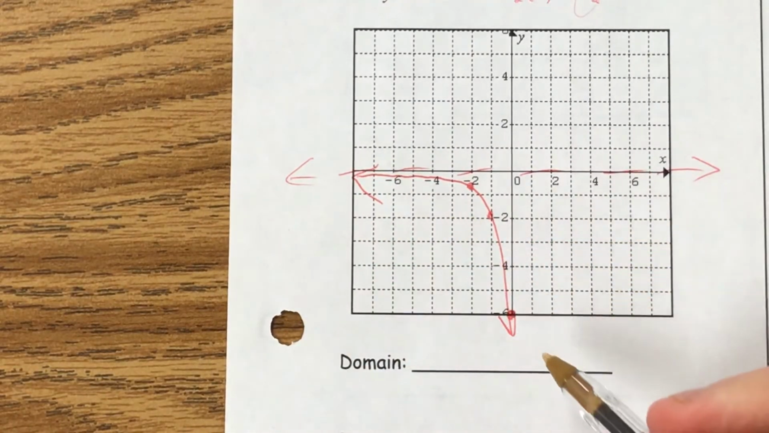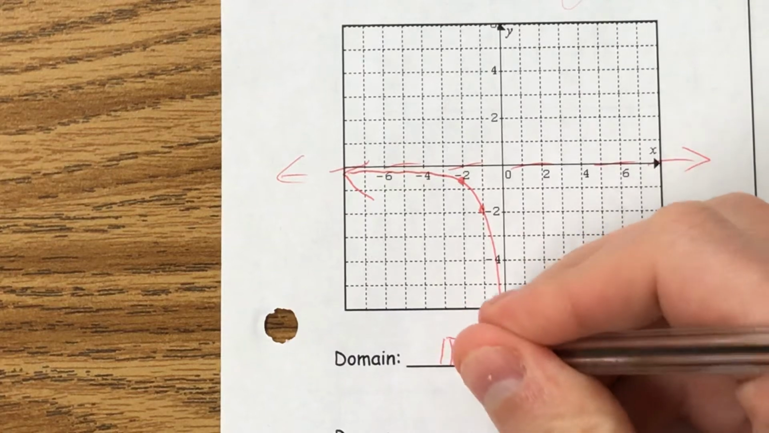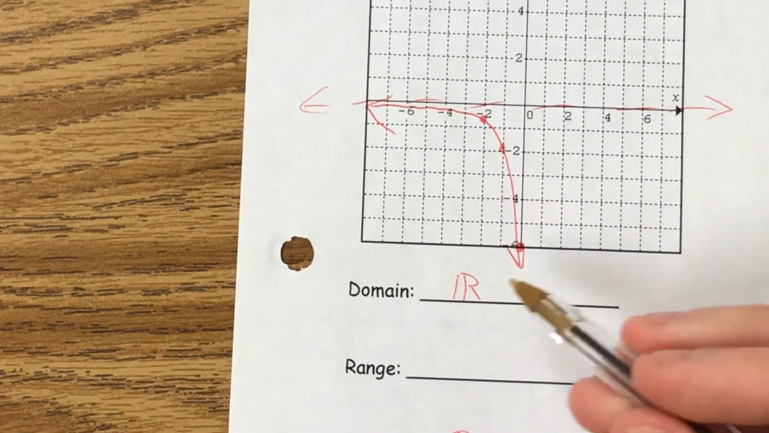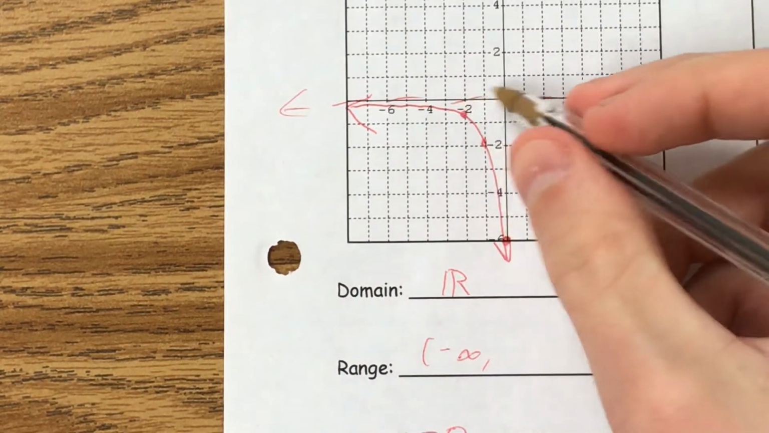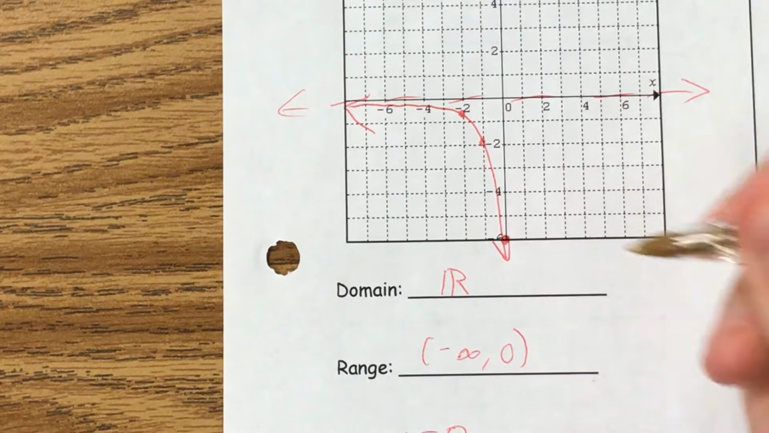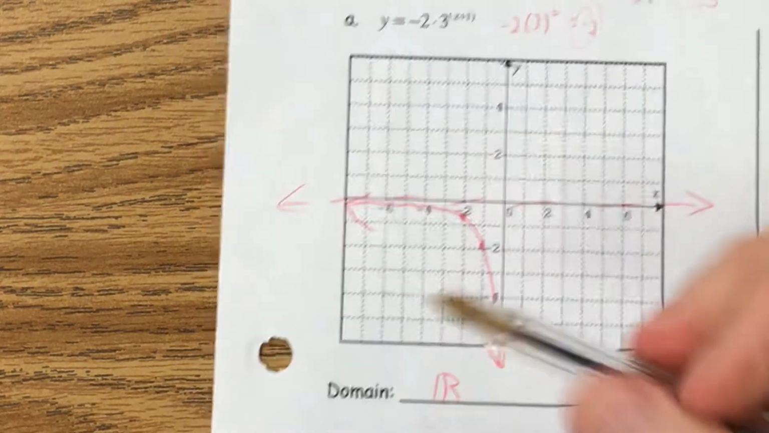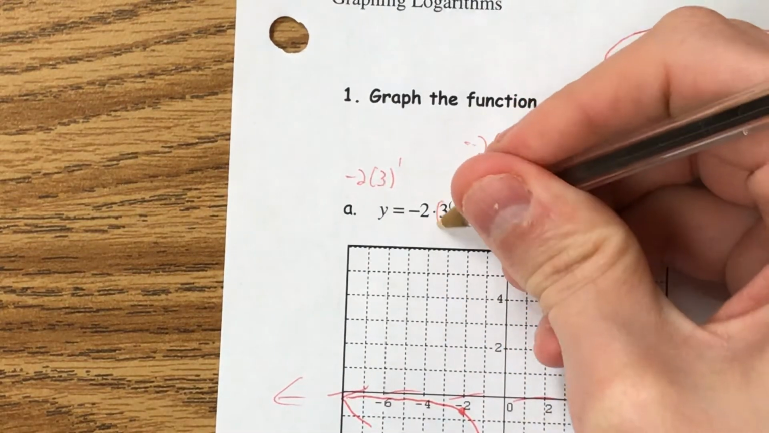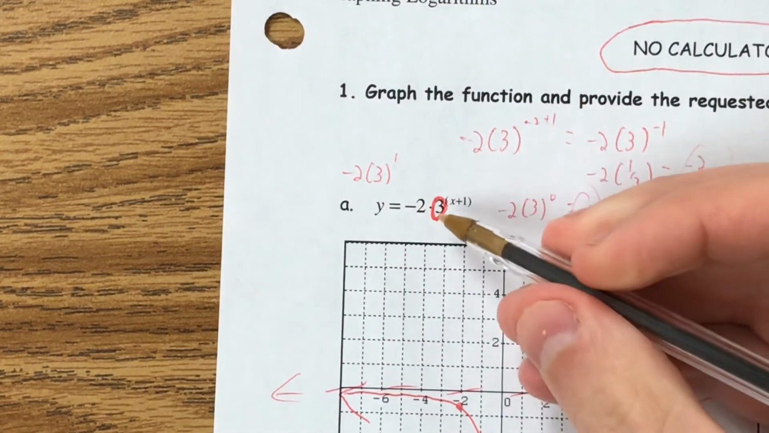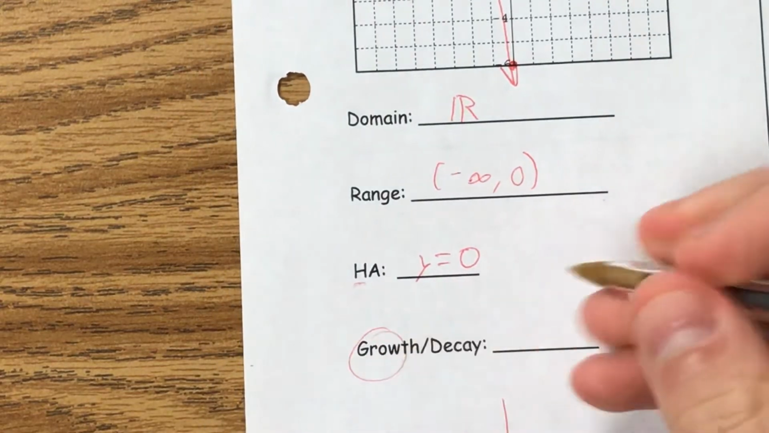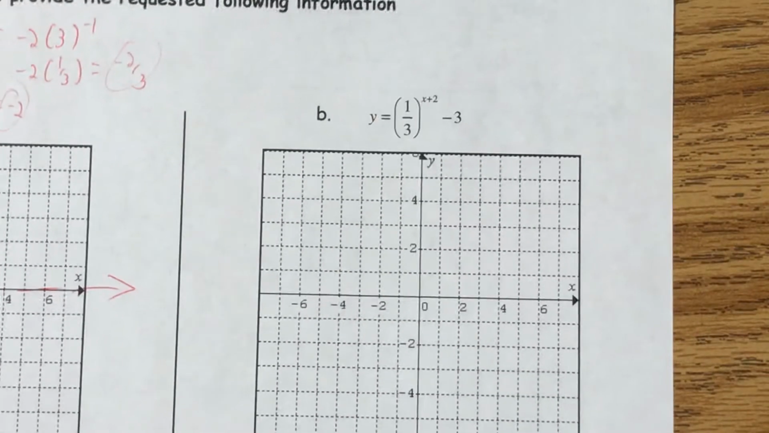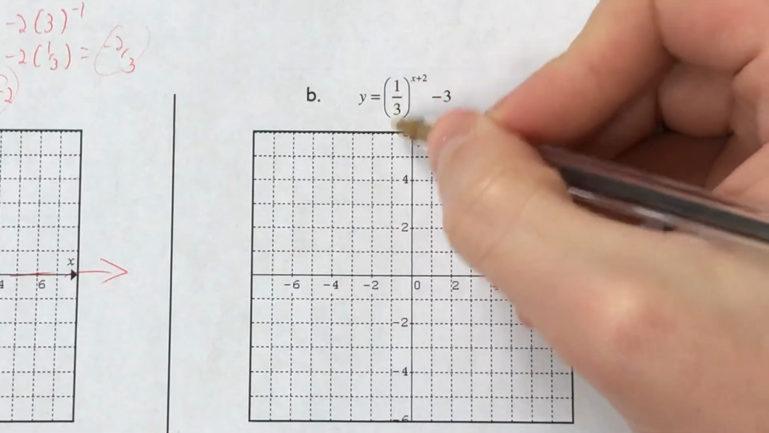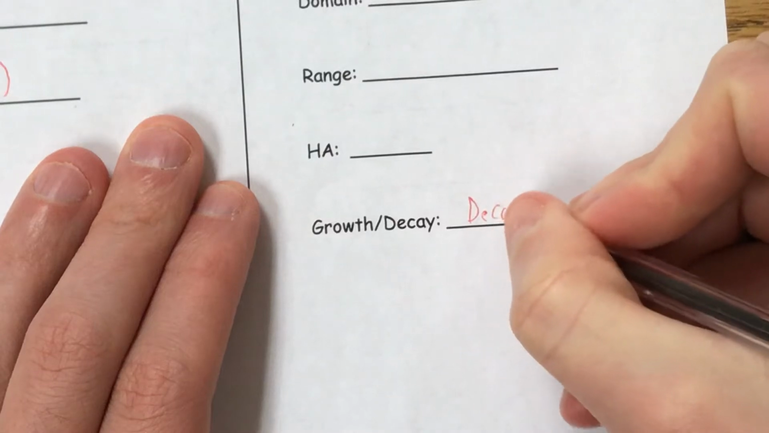So we'll just go like this. Since it's going left forever and right forever, the domain will be all real numbers. The range looks like it goes all the way down to -infinity. It goes up until this asymptote, and the asymptote is at 0. And for growth or decay, you can just look at the base right here. The base is 3. Since that is more than 1, it is going to be growth. So I'll write growth. Okay. In the next one, this one's 1/3. Since 1/3 is less than 1, that means it's going to be decay. I'll just get that out of the way.